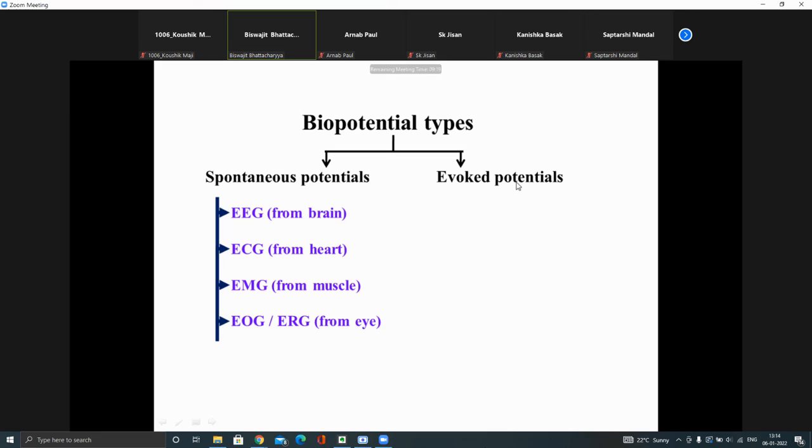What else will always be found? ECG, electrocardiogram. It is generated in the heart due to the heart activity, always spontaneously and continuously. EMG, electromyogram, the voltage in the muscle, is always generated continuously. And EOG or ERG, electrooculogram or electroretinogram, due to eye activity, eye movement and all such things, continuously the voltage is generated in the eye. These are the spontaneous potentials. Get my point? These are the biopotential sources.